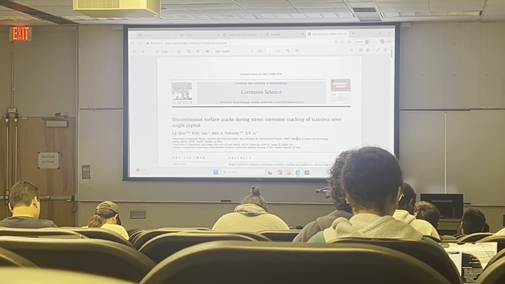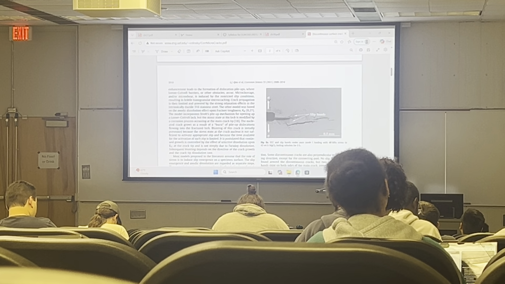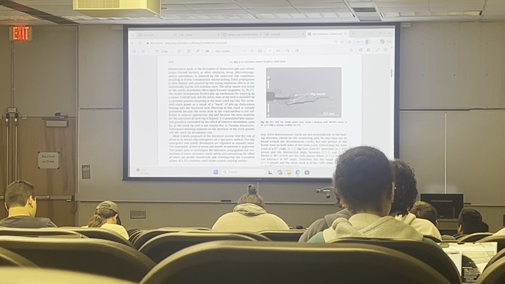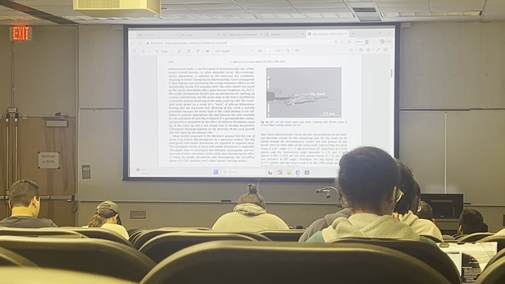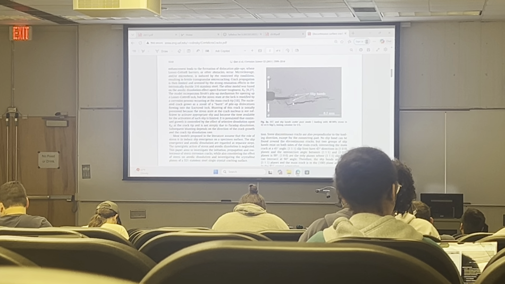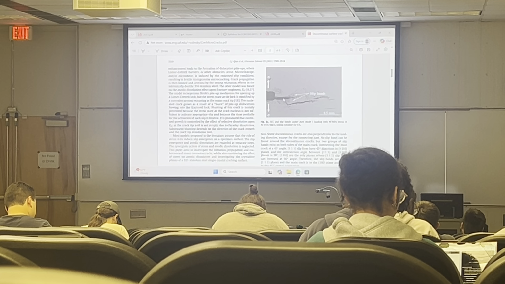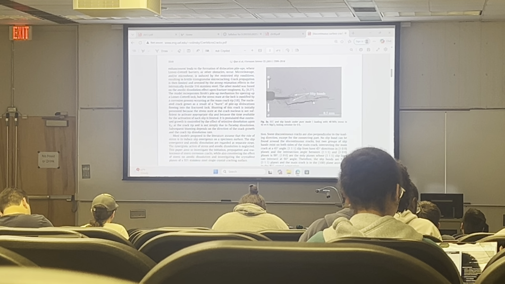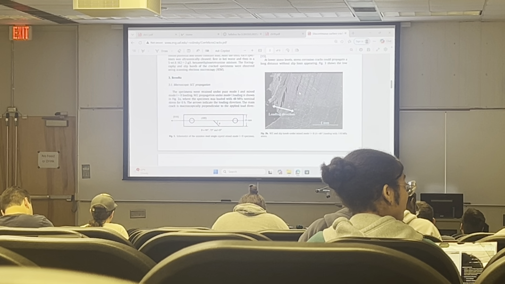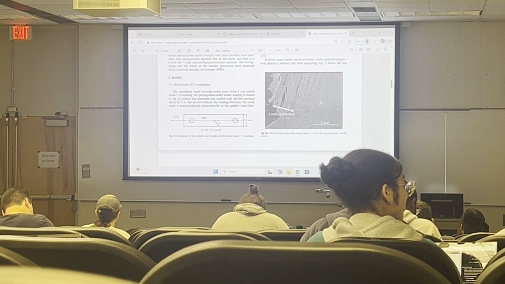Because the experiment was done over 10 years before the actual paper was published. A Chinese professor went to Alberta, Canada, and did this research. What they observed is that the crack in the stainless steel single crystal did not propagate continuously. You see what happened? It was a discontinuous crack, so they could not understand why this crack was discontinuous.